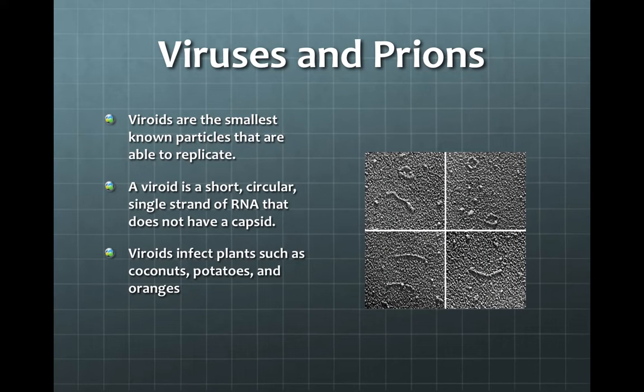On this one, it's talking about viroids. Viroids are the smallest known particles that are able to replicate. A viroid is a short, circular, single strand of RNA that does not have a capsid. And remember, a capsid is part of every virus: you need genetic material, a capsid, and maybe a protein coat. So this one does not have a capsid. A viroid infects plants such as coconuts, potatoes, and oranges.